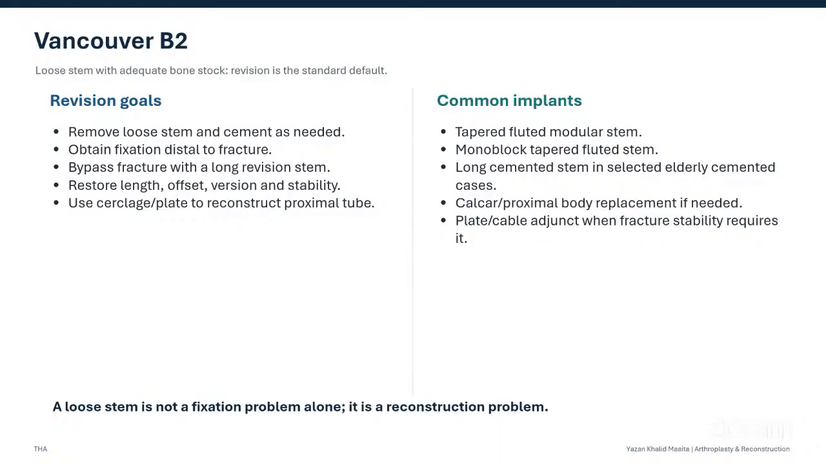The common implants we use are a tapered fluted modular stem or a monoblock tapered fluted stem, a long cemented stem selected in elderly cemented cases, calcar or proximal body replacement if needed, and cable and plate adjacent when fracture stability is required.